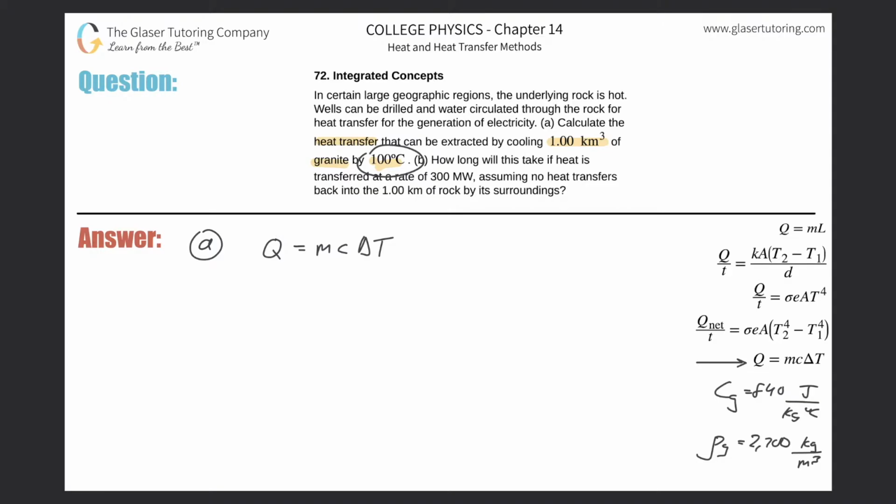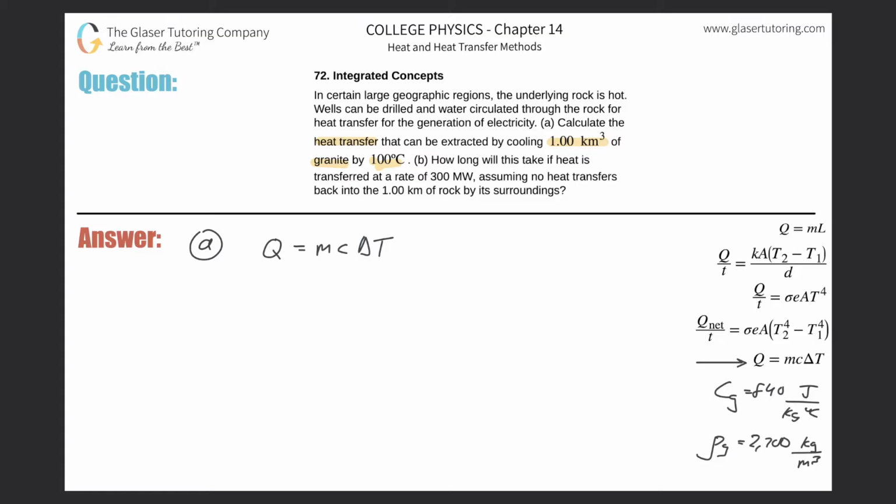They told us it was 100 degrees Celsius. And we're talking about granite, so the specific heat of granite, we looked that up. It's 840. Now, what's the mass of granite? Well, they told us the volume, but at this point we can easily convert from volume to mass. We just have to know the density.